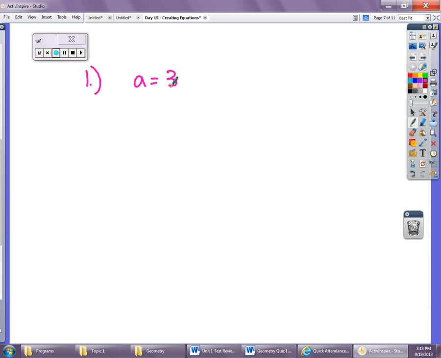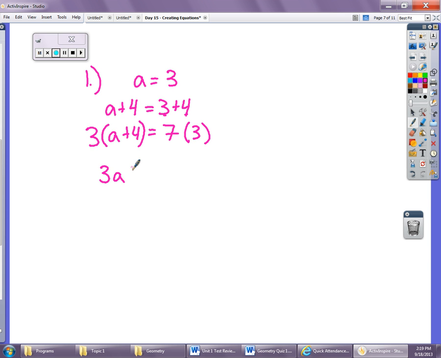So to get the distributive property, I might add 4 to both sides. So I'm going to do a plus 4 equals 3 plus 4. Well, I know that 3 plus 4 is going to give me 7. So we know that a plus 4 equals 7. Now, for the distributive property, I'm going to multiply both sides by 3. So if I multiply this side by 3, now I have to multiply this side by 3. So now I have my new equation, which is 3a plus 4 equals 21.